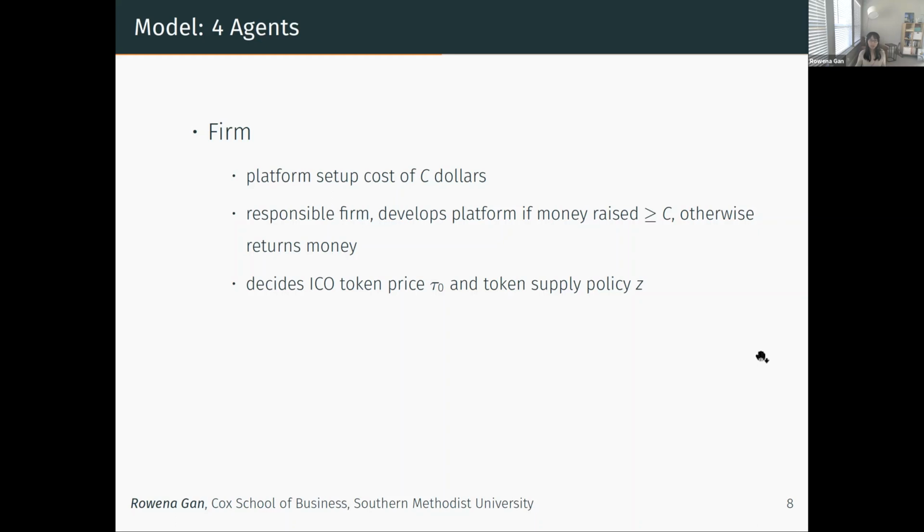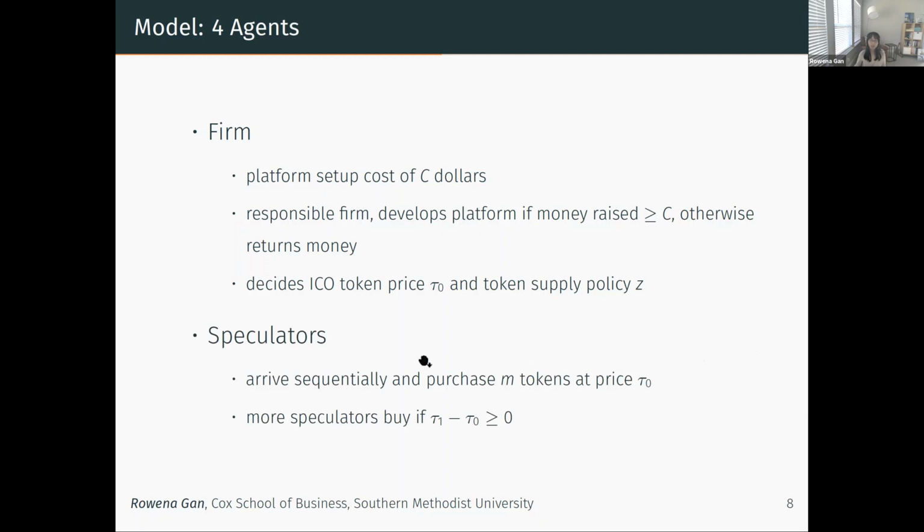The firm's decisions include the ICO token price and the future token policy, which is basically the number of tokens to be generated each period. And then we have a group of speculators. They're risk neutral, and they arrive sequentially during the ICO, and they collectively purchase M tokens at the price tau 0. If the platform launches, they sell their tokens to the first period customers at equilibrium price tau 1. If not, they just get their money back. So these speculators only purchase tokens if they believe they can make a non-negative profit. And they would stop purchasing when it is no longer profitable for them to buy more tokens.